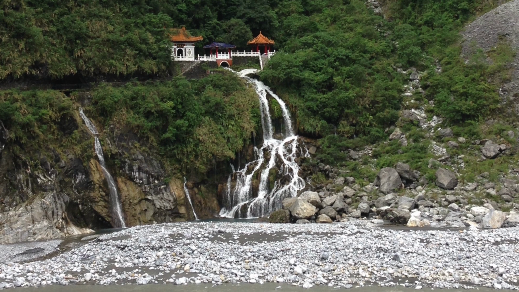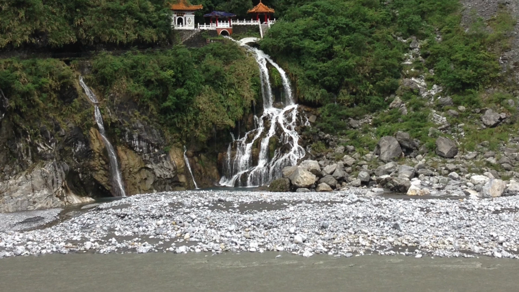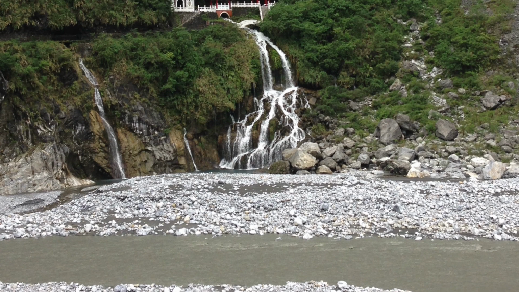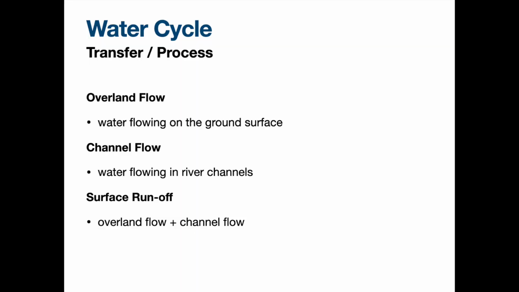So when the rainwater hits the ground, it becomes overland flow. And when the water is flowing on the land, eventually, maybe it will reach the river. And when the rainwater flowing on top of the land reaches the river, it becomes channel flow. So overland flow becomes channel flow. Both of them combined become surface runoff, meaning whatever water flowing on top of the Earth's surface is called surface runoff. Good?